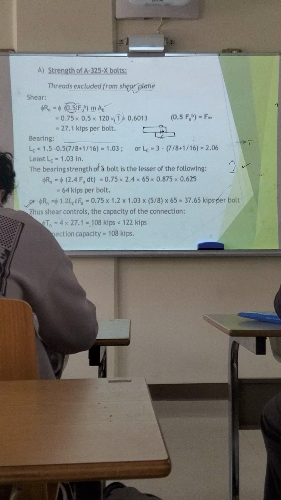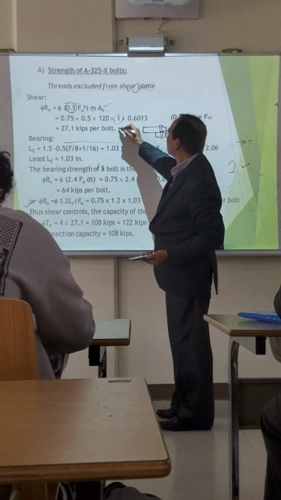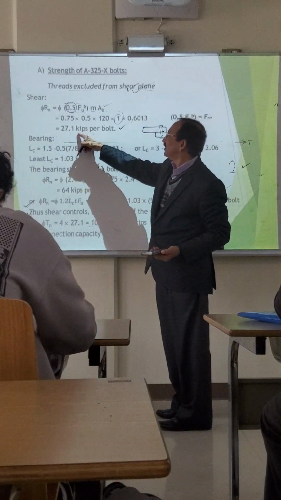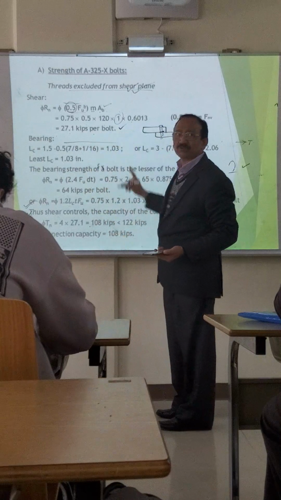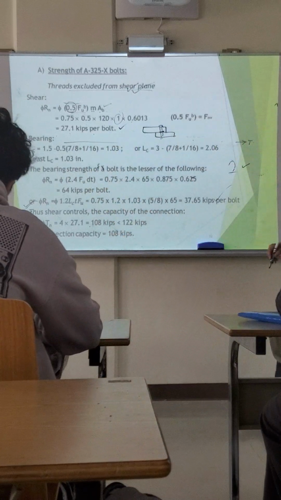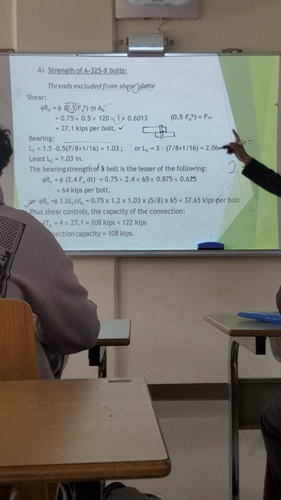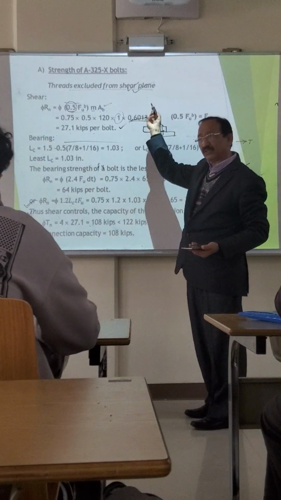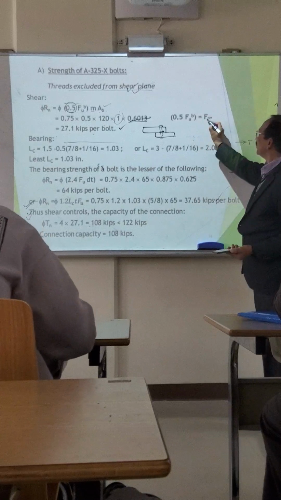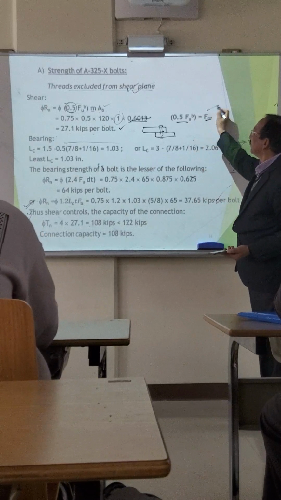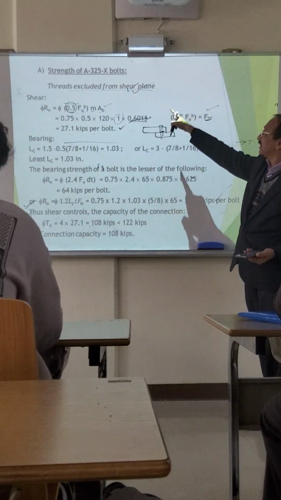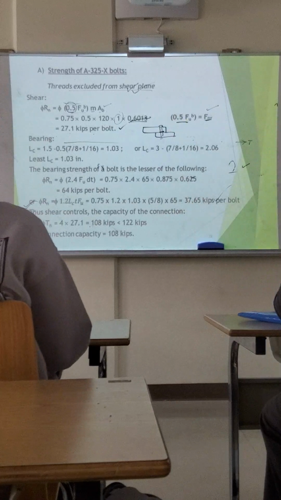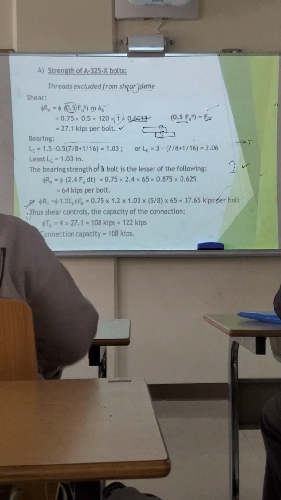So we get the strength for 1 bolt, which is given by equation 27.1. It is shearing, and the area is the area of the bolt, which is pi by 4 d square. And for this value you will take 0.5 FUB for the case of threads excluded from the shear plane.